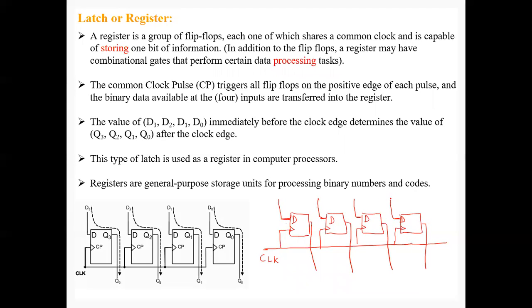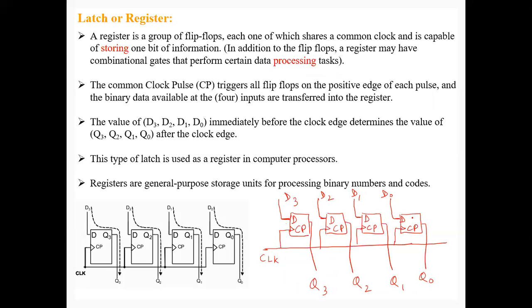So let me call this D0. This is D1, D2. This is D3. This is Q0 output, right? Q1. This is Q2. This is Q3. By the way, this is called CP, or clock pulse. CP, CP, CP.